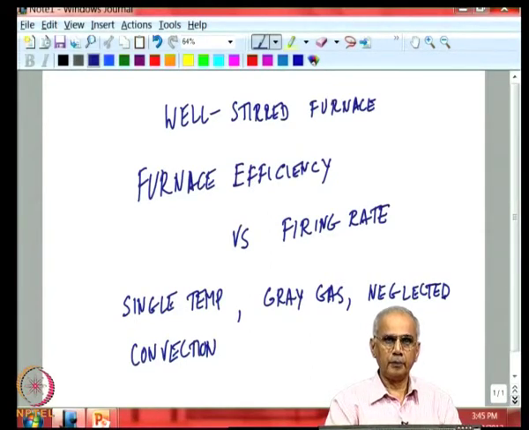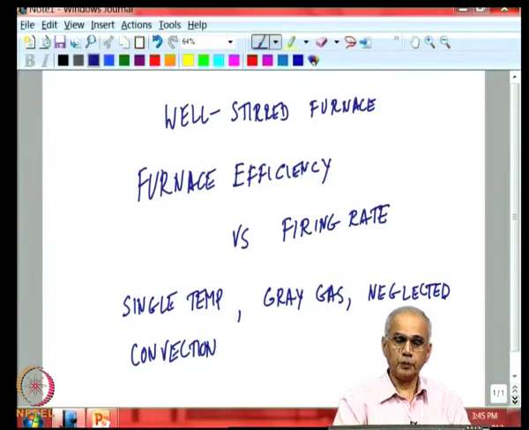Today, with the availability of high speed computers, you can always do a much more complicated analysis, which will be an extension of this really, and get a more accurate answer. But those computer simulations will not give you any physical insight, will not tell you exactly why this is happening. So, you need these simple models not to give you accurate answers, but to give you an idea about what are the important parameters which influence the furnace efficiency.